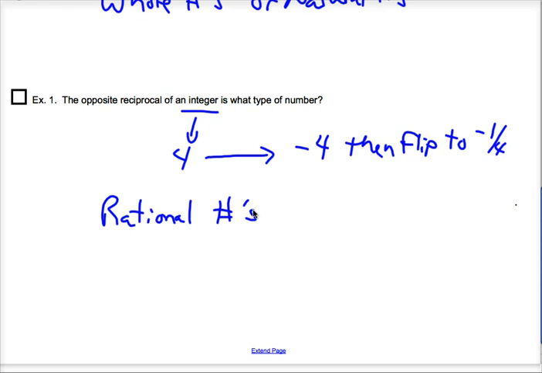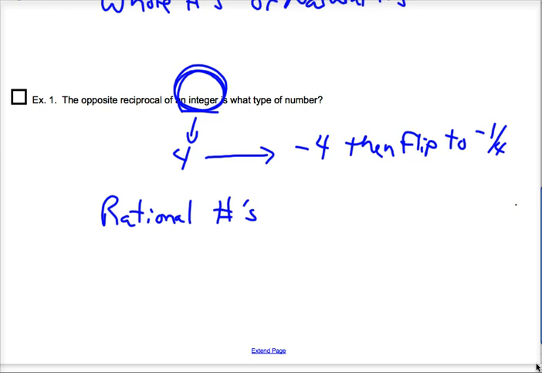Is there anything that would cause a problem in this situation? Is there anything that I couldn't look at right here in my integers? Is there anything in the domain of integers that would cause a problem? So here I use 4. I said, well, 4 is an integer, that's the domain of my problem. It turned into -1/4. Is there anything that would cause a problem?